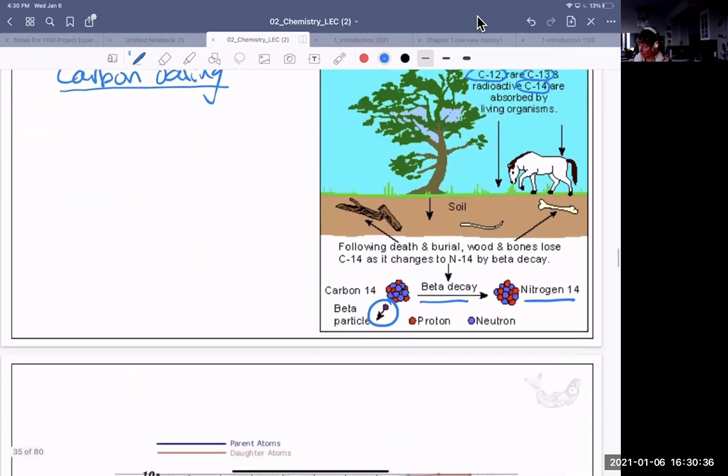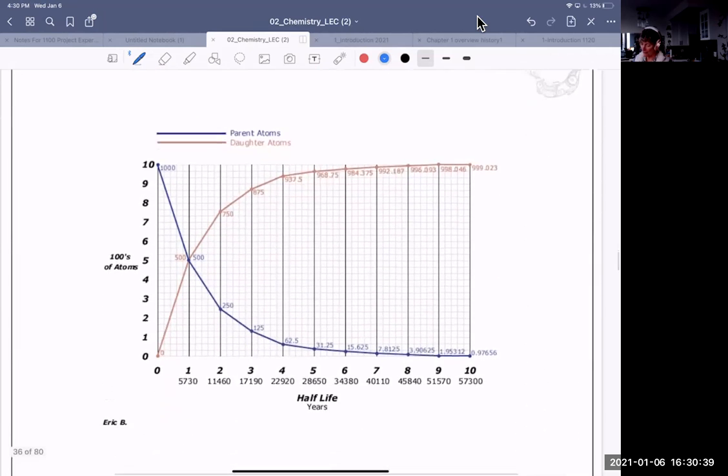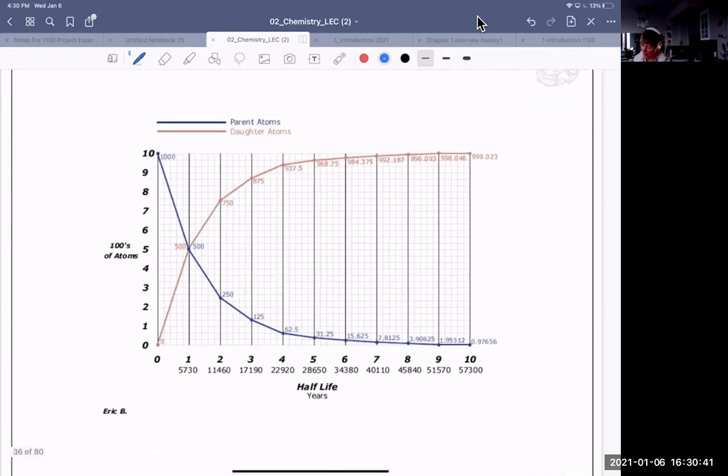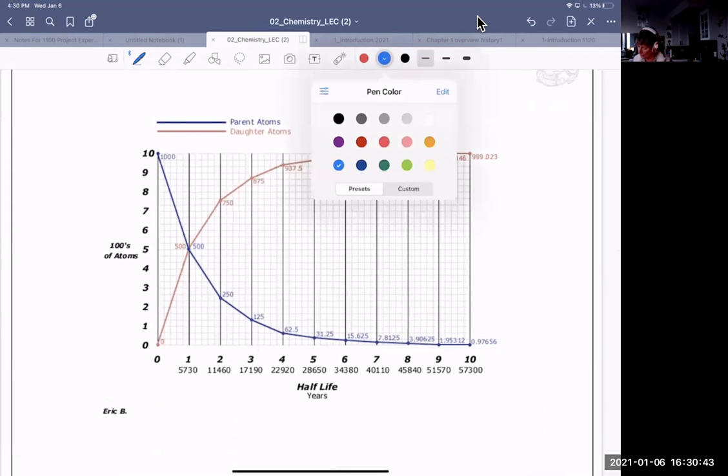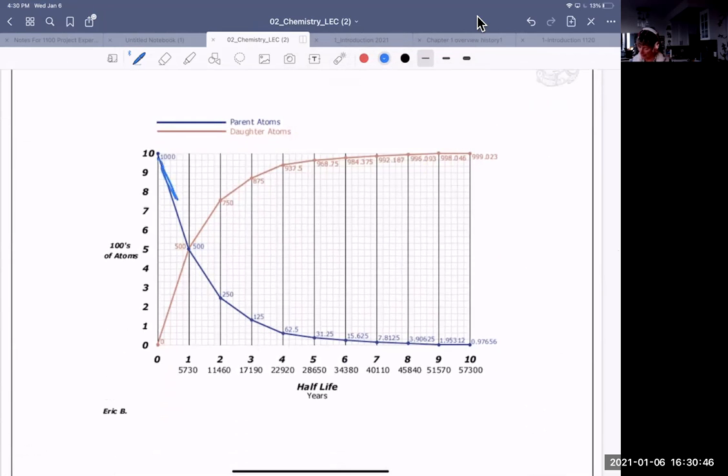So if you were to look at that on a graph, the blue line here, say you were looking at carbon 14, which is what we're looking at here. The parent atom is carbon 14. The daughter atom is nitrogen 14. Nitrogen 14 is perfectly stable. So carbon 14 decays into nitrogen 14.